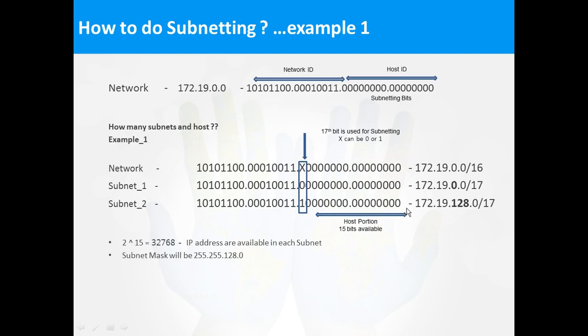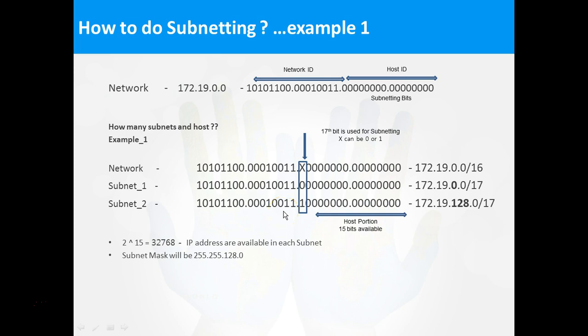Let us see the first example. Here I am going to consider the 17th bit of my IP address for subnetting. The 17th bit is the first bit of your host portion. You know that subnetting should be done only in the host portion. In the 17th bit, I made it X for your reference. I can place either 0 or 1 in that X portion, which means I can have two combinations of subnets, as shown below.